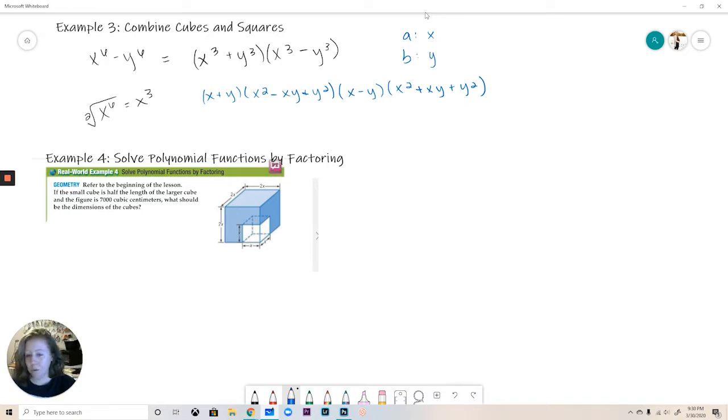All right, example 4 says refer to the beginning of the lesson, which I know that we aren't looking at right now, but from this image we can kind of gather what's going on. The small cube is going to be half the length of the larger cube. So the larger cube is 2x by 2x by 2x. The smaller cube is just x by x by x. And it says the figure, so the shaded region, is 7,000 cubic centimeters. What should be the dimensions of the cube?